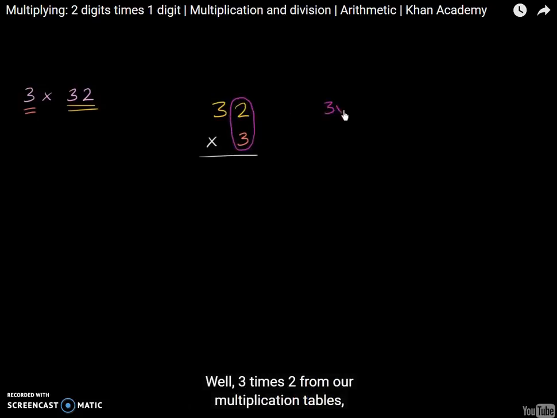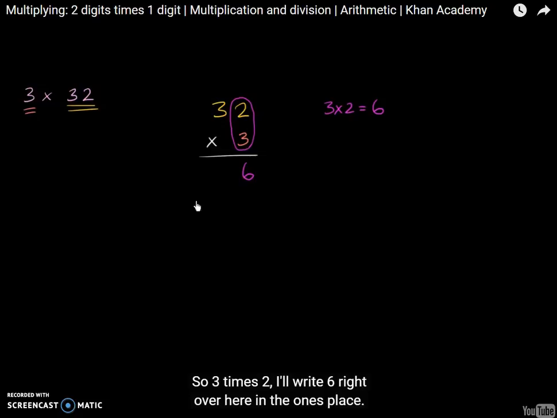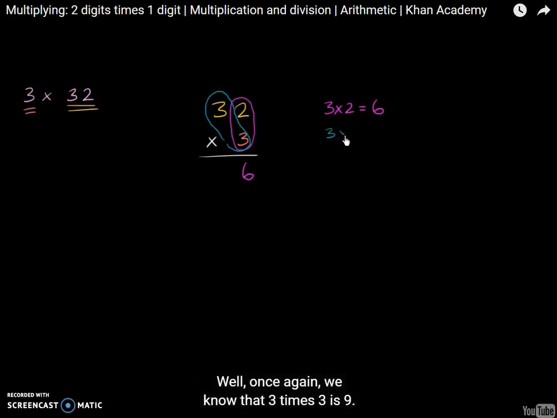Well, 3 times 2 from our multiplication tables, and you can figure it out even if you didn't know your multiplication tables, is 6. So 3 times 2, I'll write 6 right over here in the ones place. Now, we're going to figure out what 3 times 3 is. Well, once again, we know that 3 times 3 is 9. And since I'm multiplying times the tens place right over here, I'm going to put it in the tens place right like this. So we're done.